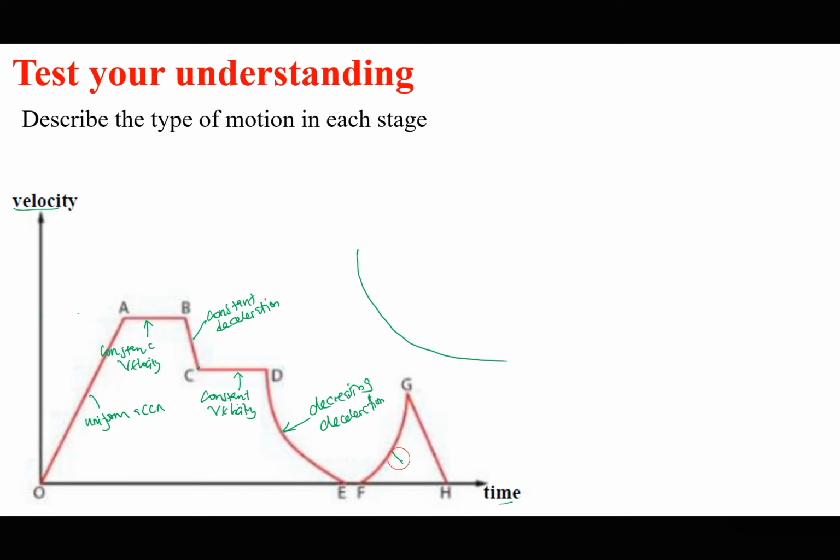Then F to G, you see that the curve is becoming vertical. And if the curve is becoming vertical, the velocity is increasing, of course, that is an acceleration. And the curve is becoming vertical, so we can say increasing acceleration. Then G to H, we notice that it is a straight line, so it is going to be uniform, constant, but then the velocity was decreasing, so it is a constant deceleration or uniform deceleration.